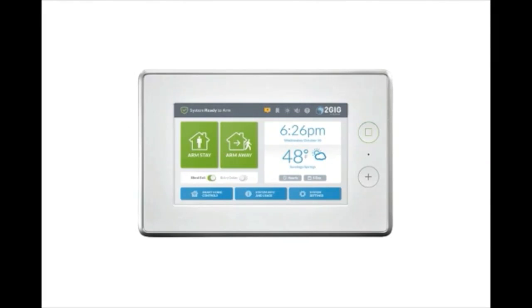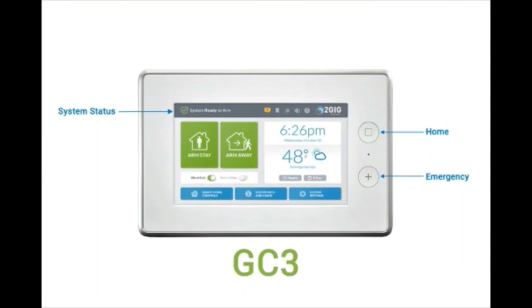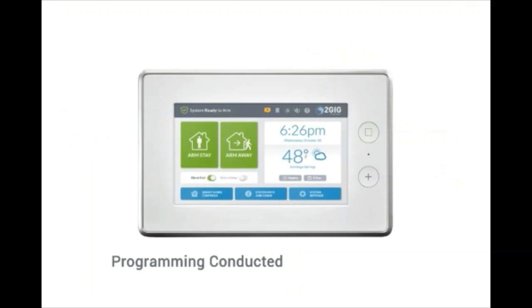The GC3 has two physical buttons, the Home button and the Emergency button. The Home screen displays the system status, one button arming, notifications, bookmarks, dim screen, mute panel, and the shortcut to the installer toolbox. Programming the GC3 is conducted in the installer toolbox.